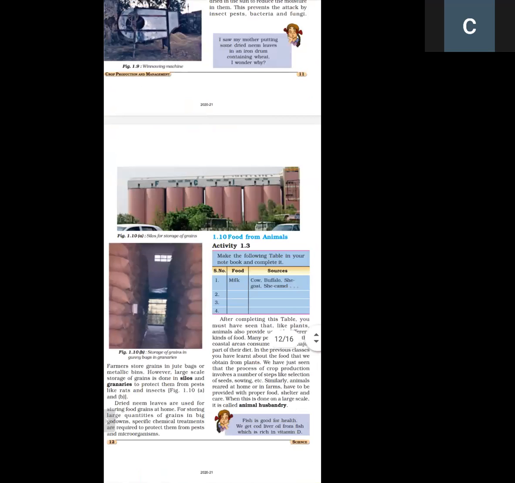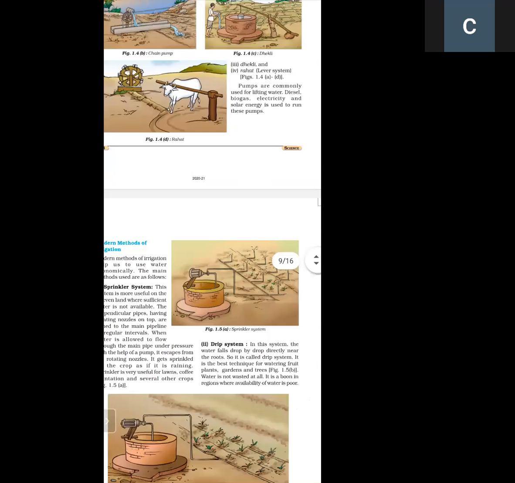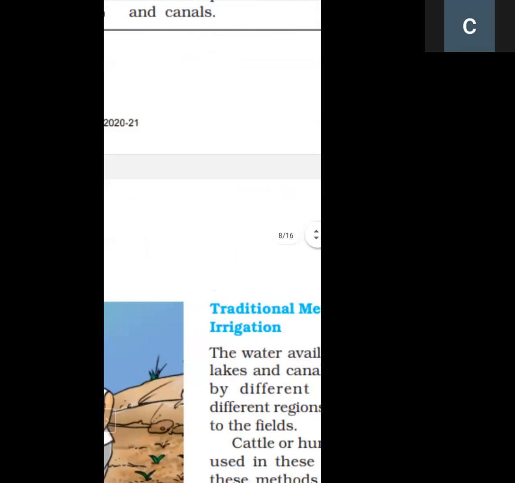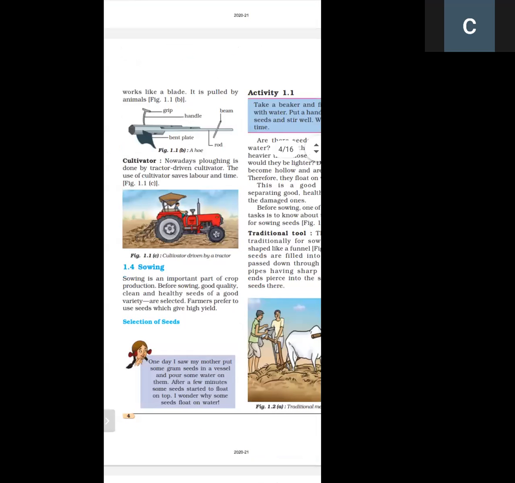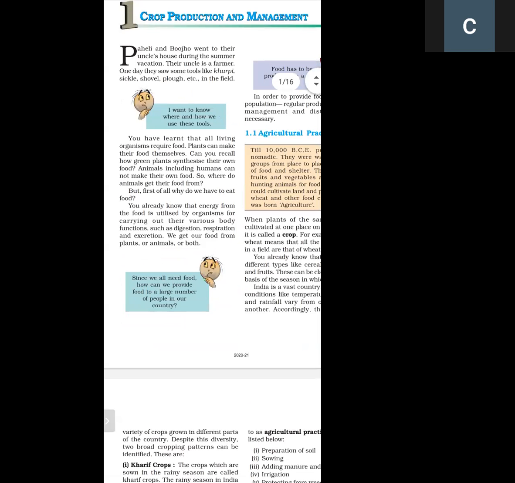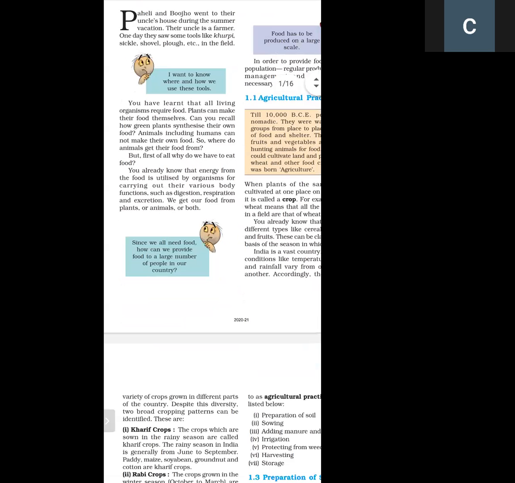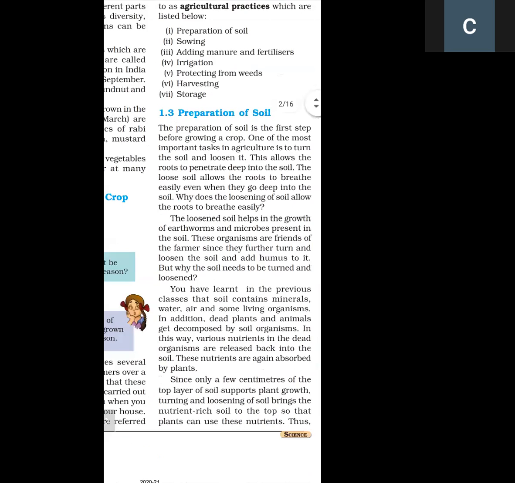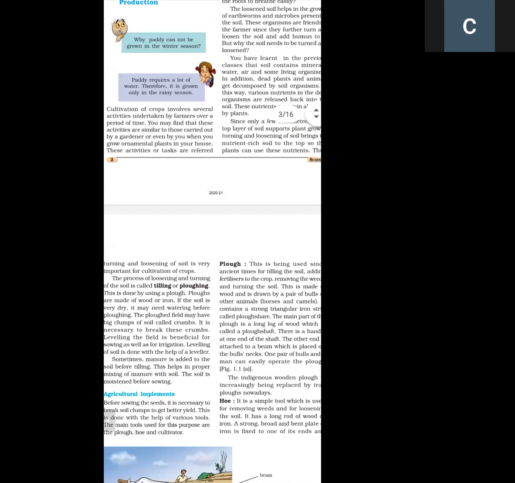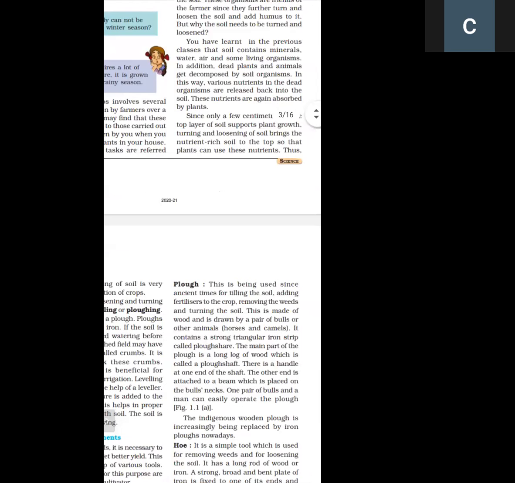Again, I am repeating the steps of crop production. The first step of agriculture is preparation of the soil. This can be done with the help of a plow and hoe, and this levels the soil.